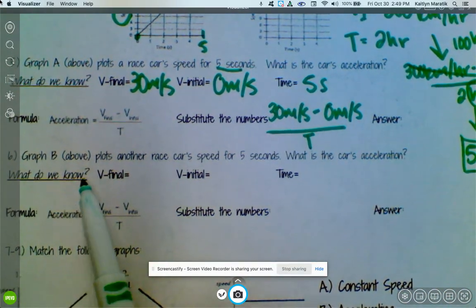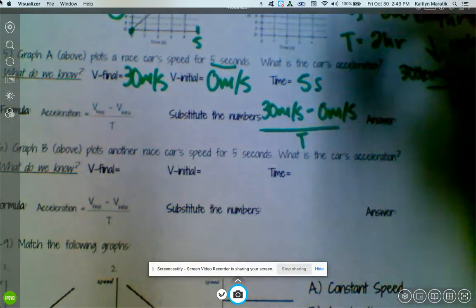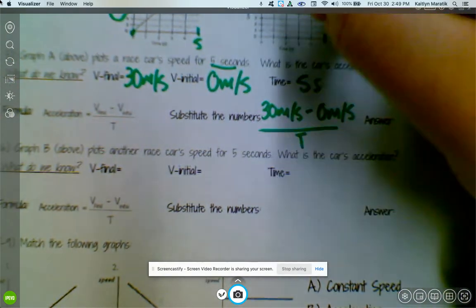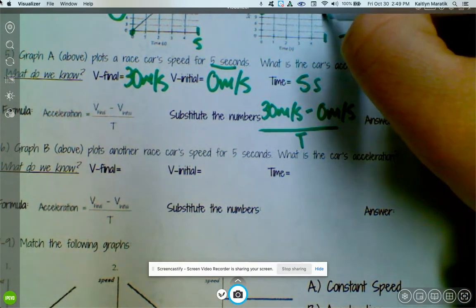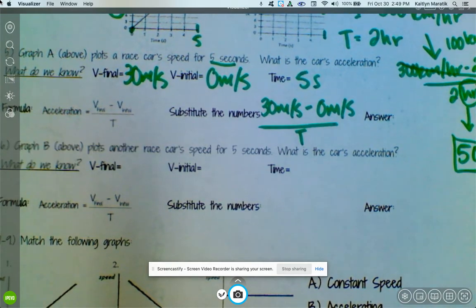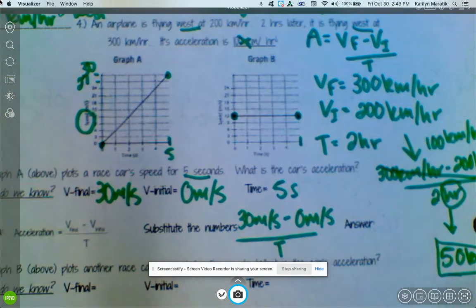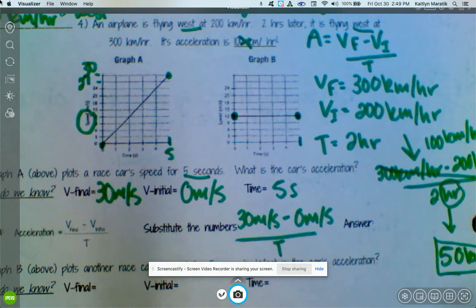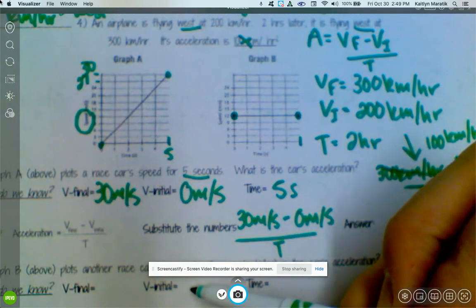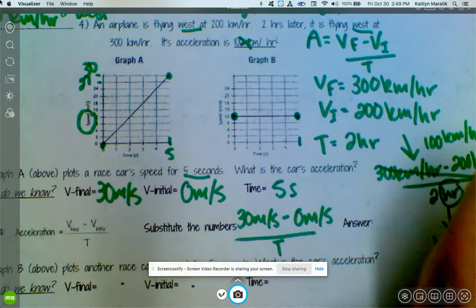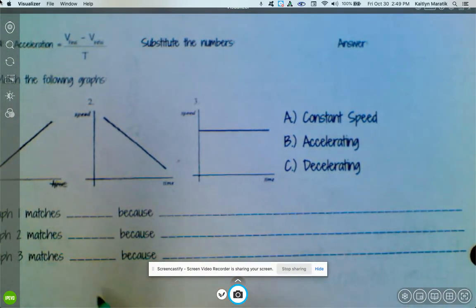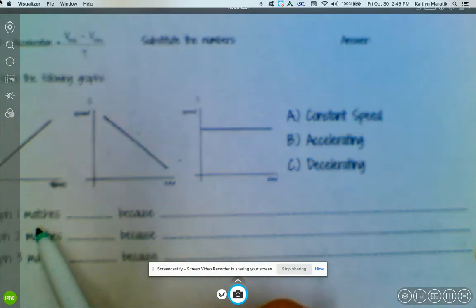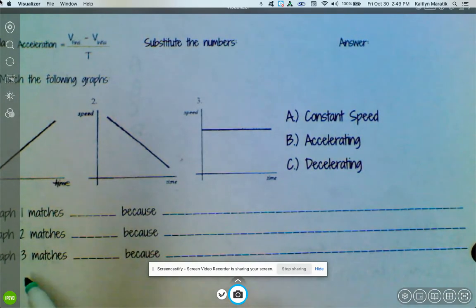But graph B plots another race car speed for 5 seconds. Now on here, remember, here's our 5. It's still in meters per second. Here's our initial. Here's our final on here. So what's really happening there? Write those down. What is our initial? What is our final? When you get your final minus your initial, what do you get there? And then the very bottom, we're looking to match these ones up. So graph 1 is going to match because, 2 because, 3 because.